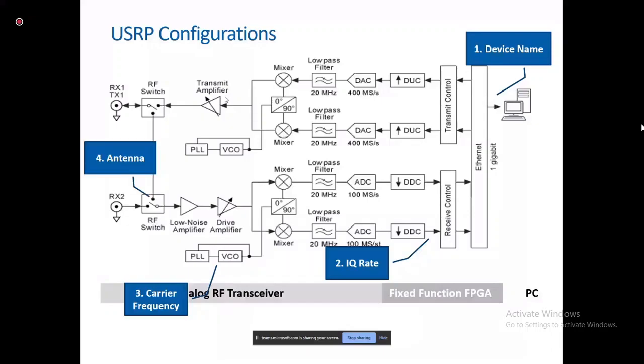After that, of course, I have to mention which antenna. So I told you, right? You can set RX to either here or here. So you will have to mention which antenna you are using. And of course, you will have to mention what is the gain of the transmit amplifier.